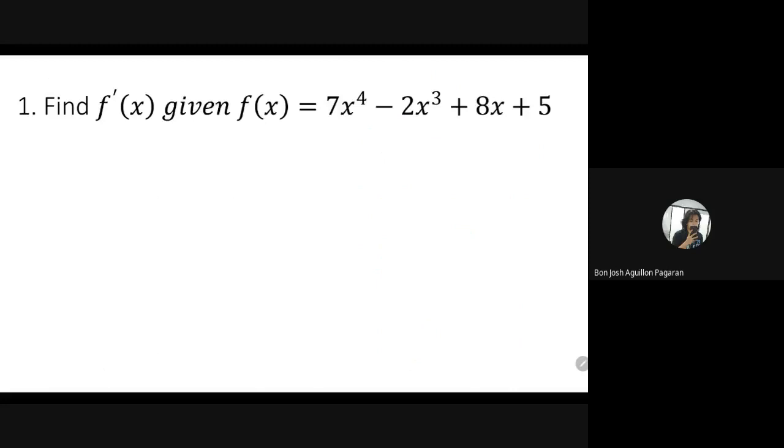Ang aking lesson ay dito talaga, yung mga practice exercises. To test kung talagang binasa niyo yung module, so gumawa ako ng mga practice exercises na pwede natin magamit. So, we have number 1, find f prime of x given that f of x is equal to 7x to the 4th minus 2x cubed plus 8x plus 5. It's an example of the polynomial, so napakadali niyang gawin. You can give me the derivative of number 1.